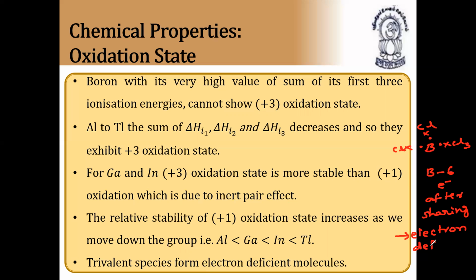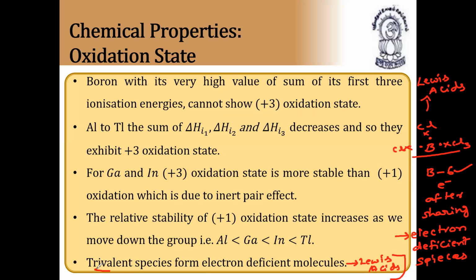These electron deficient species are also called Lewis acids. Please try to understand: all the electron deficient molecules are Lewis acids. Why are they called Lewis acids? Because they are ready to accept electron pairs. Since after sharing, boron has only 6 electrons, that's why it is called an electron deficient species.